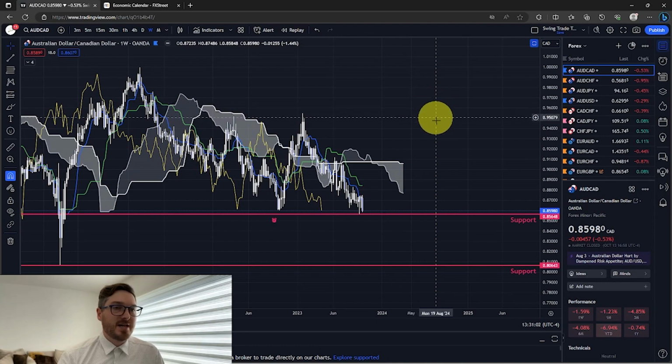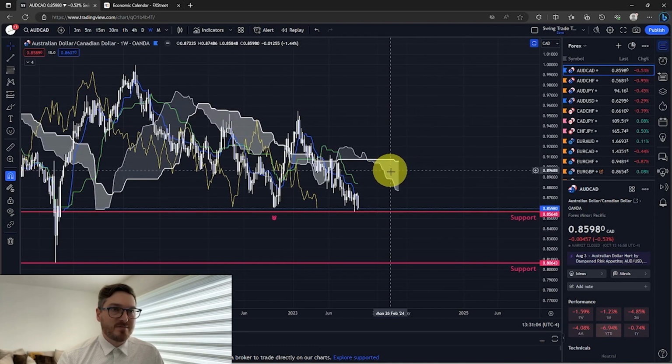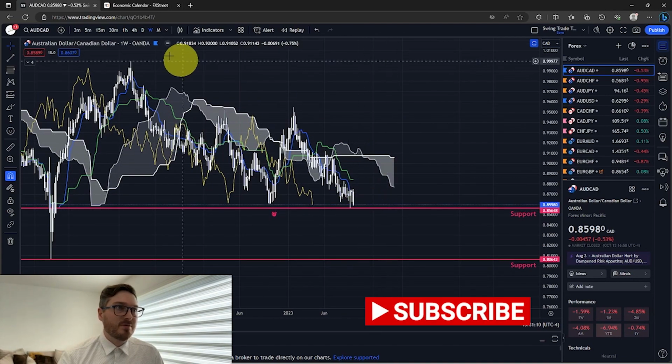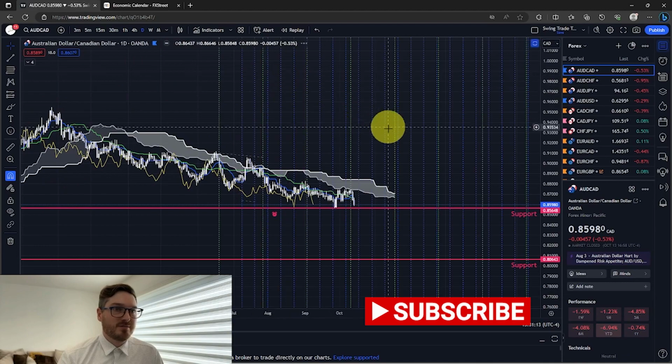This is AUD CAD on the weekly. And as you can see, we have a nice Kumo shape here. And this is overall pretty bearish. So I'm expecting price to break this support level here. And let's look at the daily chart for more detail.